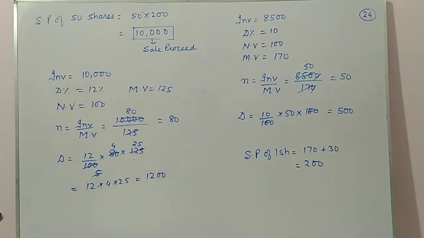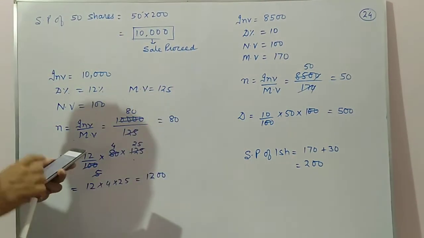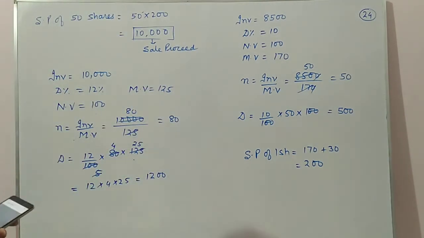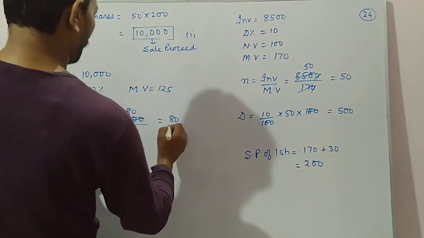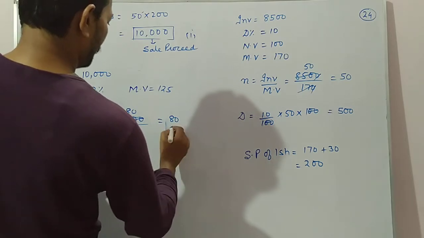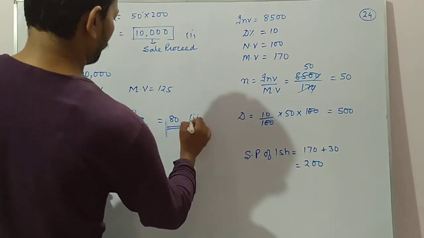Next. First our requirement is the sale proceed. Sale proceed is how much? 10,000. Second is the number of 125 shares. Number of 125 shares is how much? 80. This is answer number 2.